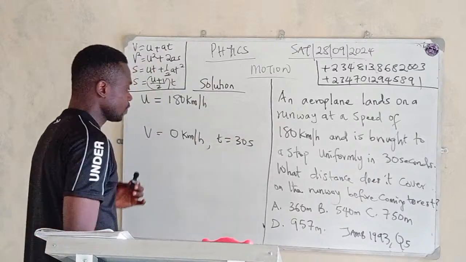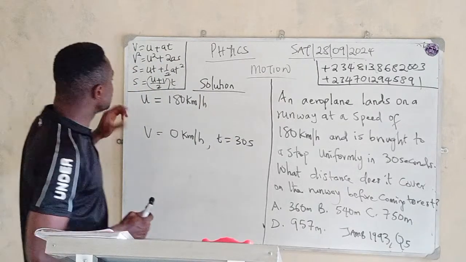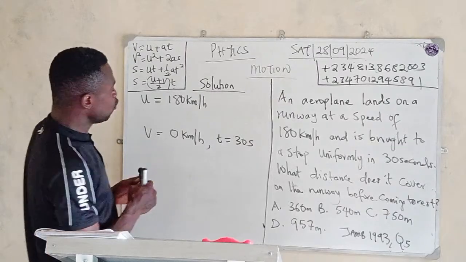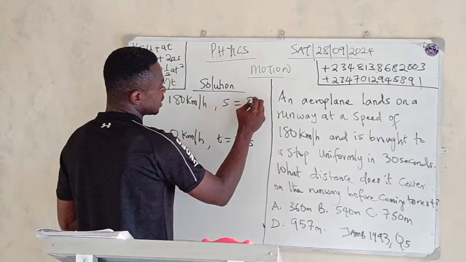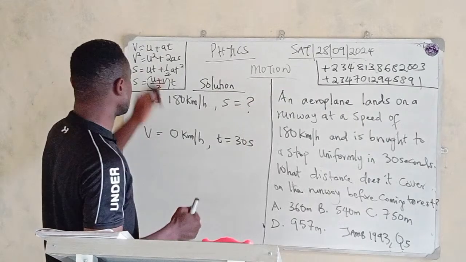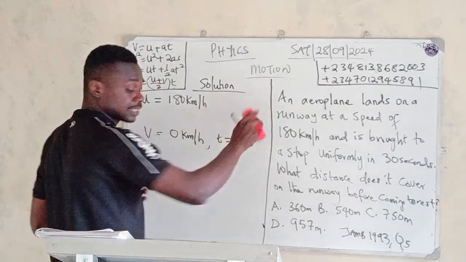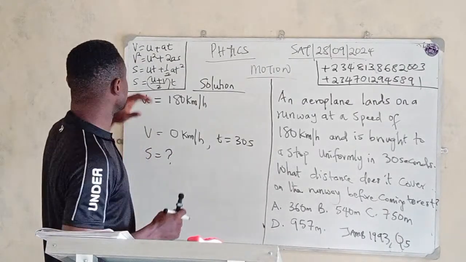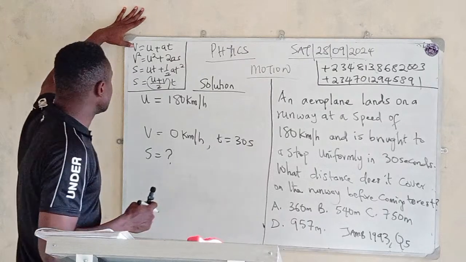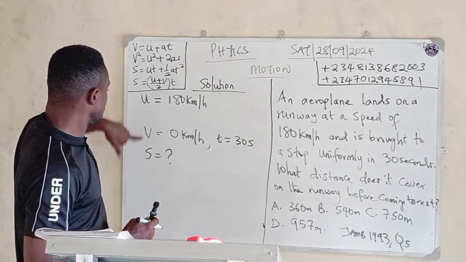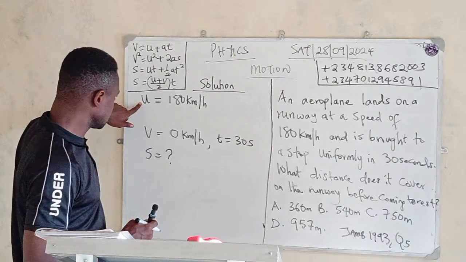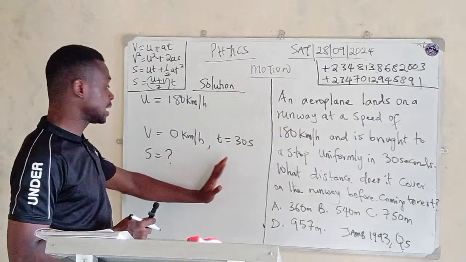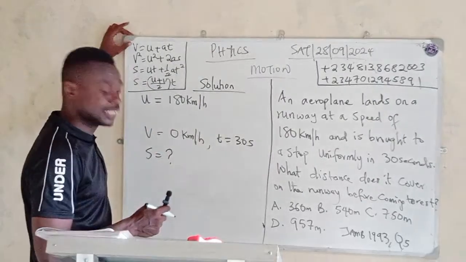Now, let's look at which of the equations. Okay, we are looking for what? Distance. So which of the equations contains all this? Let me write distance here. Which of the equations do we now use? Let's start again. V is here, good. U is here, good. A is here, which is acceleration, but there is no acceleration here. So we cannot use this first one.